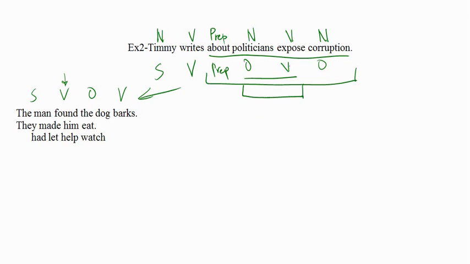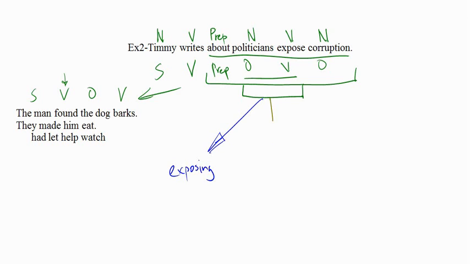So earlier I said something about active verbs. So what you could do then is deactivate the verb. And there are three different ways of deactivating the verb. In the first way, you can transform it into a participle. So just change it into the ing form. So this becomes exposing. So how the sentence reads now is Timmy writes about politicians exposing corruption.